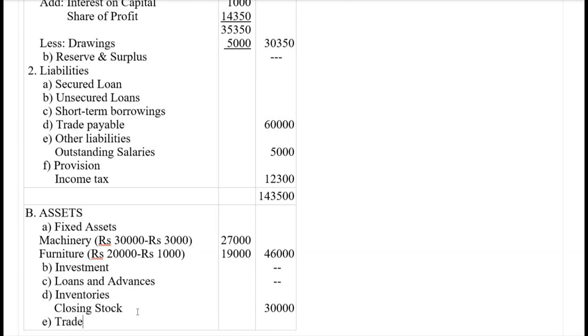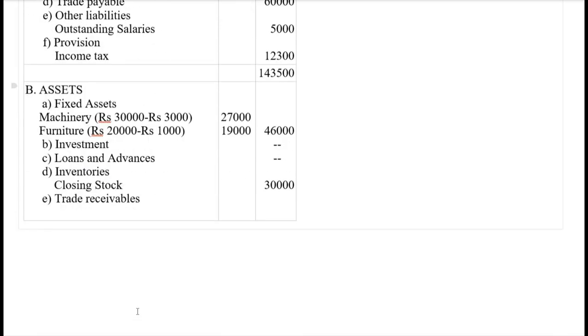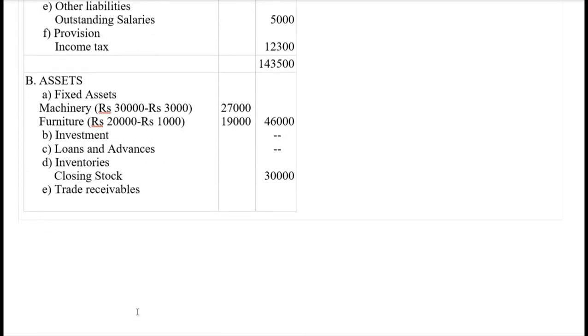trade receivables. In that we have got debtors, which is given in the problem. So debtors or bills receivables, all of them will come here only. So rupees 50,000 minus RDD, that is rupees 2,500. So the difference, let's take to the outer column here, 47,500.